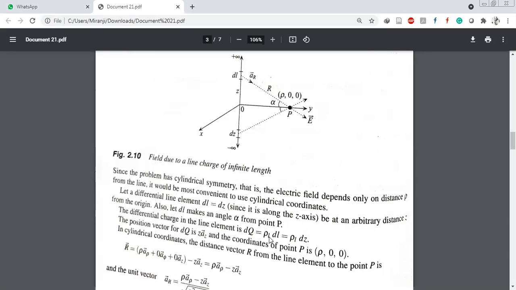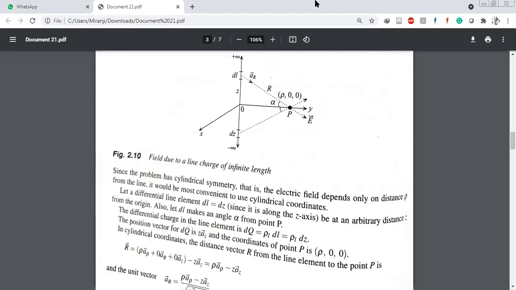The differential charge of the line element is dq equal to rho L dl. Already we have the expression q equal to rho into L, but this is an infinite line, so here we have to consider only some part, like 1 kilometer and the number of current poles in that distance. Here they consider a charge in a particular differential element. The differential charge in that line element is dq equal to rho L dl, equal to rho L into dz. The position vector for dq is z into az, and the coordinates of the point P are rho comma 0 comma 0.